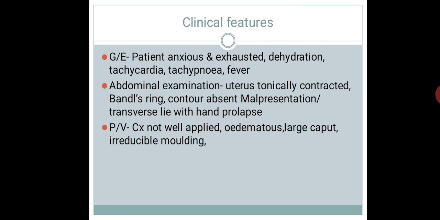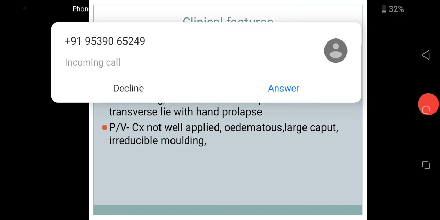So what are the clinical features in obstructed labor? On general examination, the patient will be anxious and exhausted. She will be dehydrated. There will be tachycardia and tachypnea, that is, the pulse rate and respiratory rate will be more, and sometimes because of prolonged labor she can have fever. On abdominal examination, the uterus will be tonically contracted, and you can sometimes see the retraction ring or Bandl's ring over the abdomen. In case of rupture, sometimes the contour will be absent, and the fetal parts will be easily palpable.